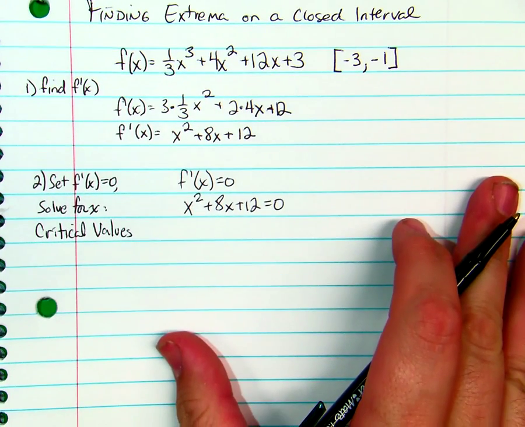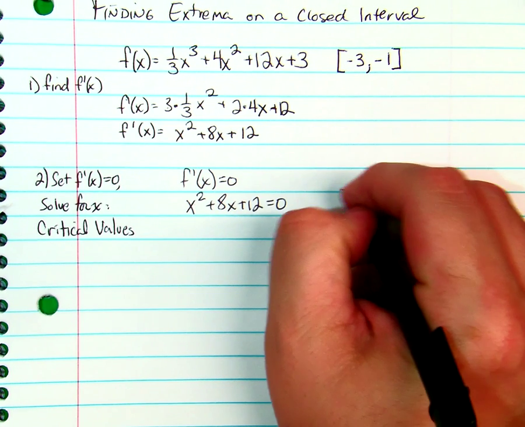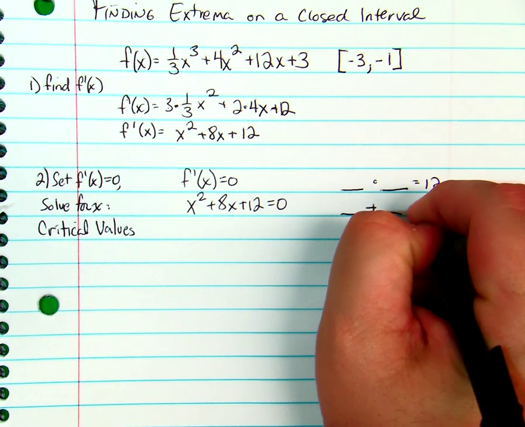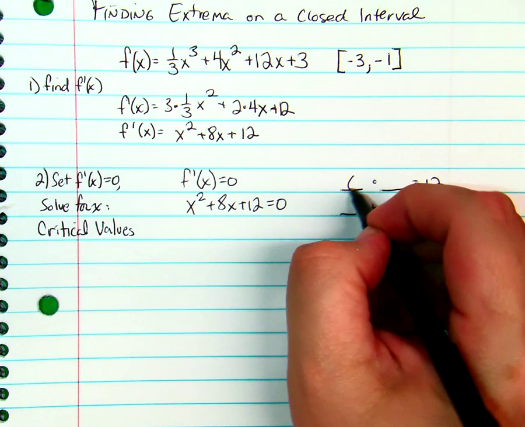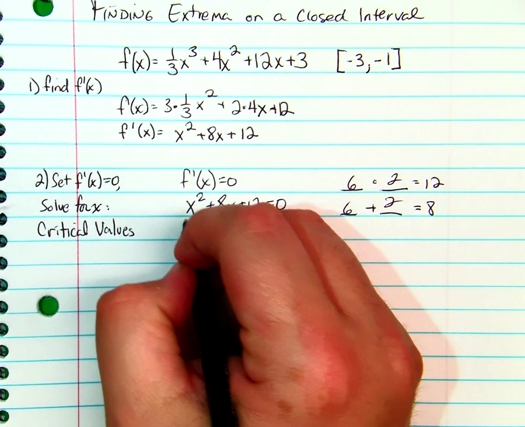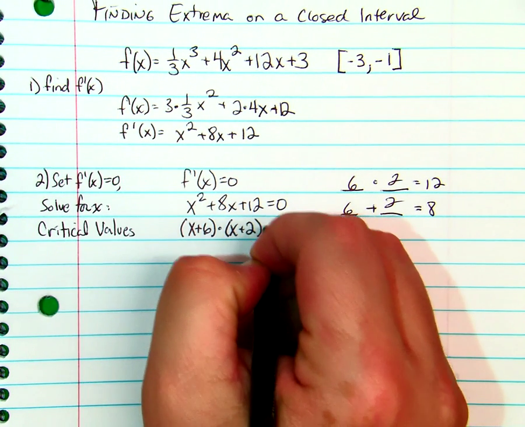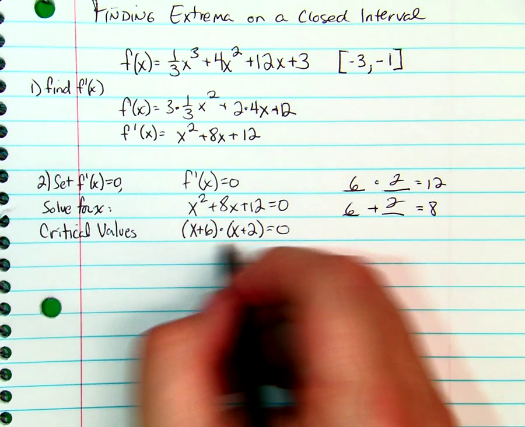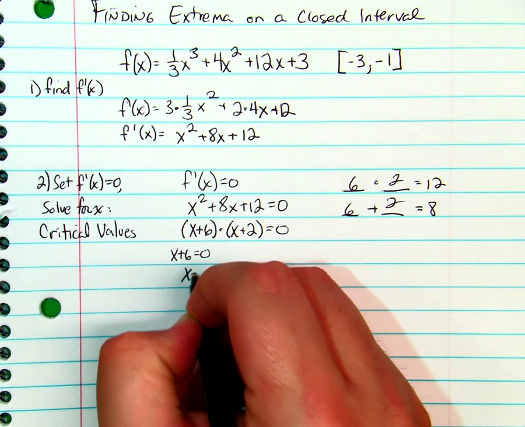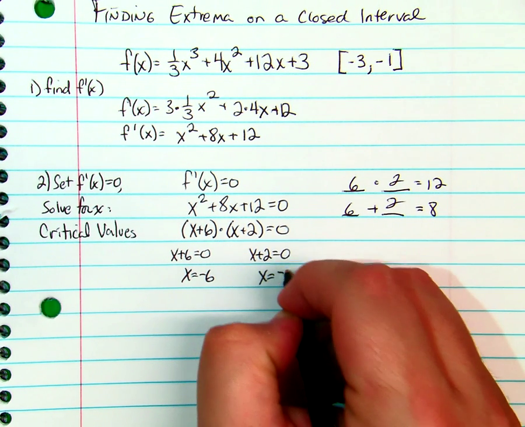And now I have to factor, and I need two numbers that when I multiply them, they equal 12, and when I add them, they equal 8. So I believe 6 and 2 will work. So I'll get x plus 6 times x plus 2 is equal to 0. If I use the zero product property, x plus 6 will equal 0, so x is equal to -6. X plus 2 is equal to 0, so x is equal to -2.